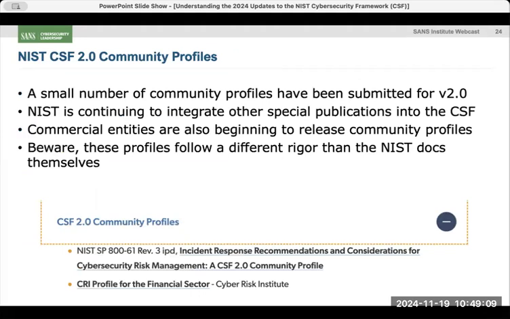So the Cyber Risk Institute is yet another one of these cybersecurity groups that are out there, private sector groups. They've taken the NIST CSF and they've added to it. And they've tried to create a profile specifically for the financial services community. Just beware, the rigor that goes behind the safeguards in the profiles is much different than what goes into the CSF itself.